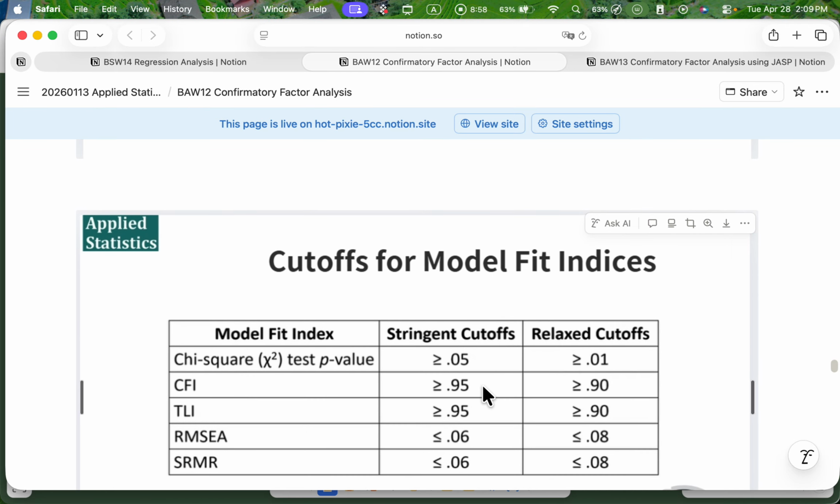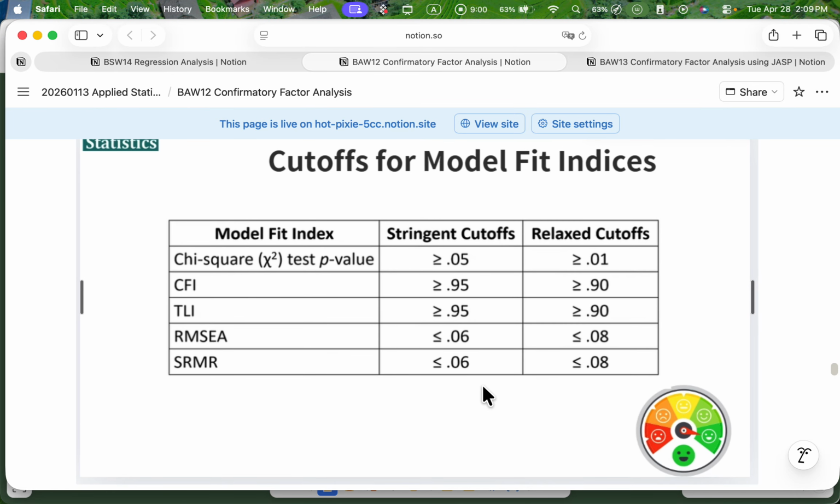Okay? I'll give you a summary. The chi-square test p-value should be greater than 5%, CFI greater than 0.9, TLI also, RMSEA less than 0.06, and SRMR less than 0.06.